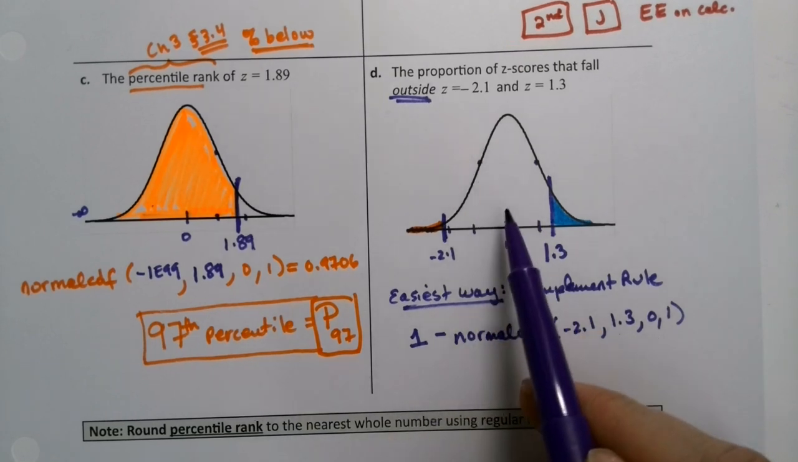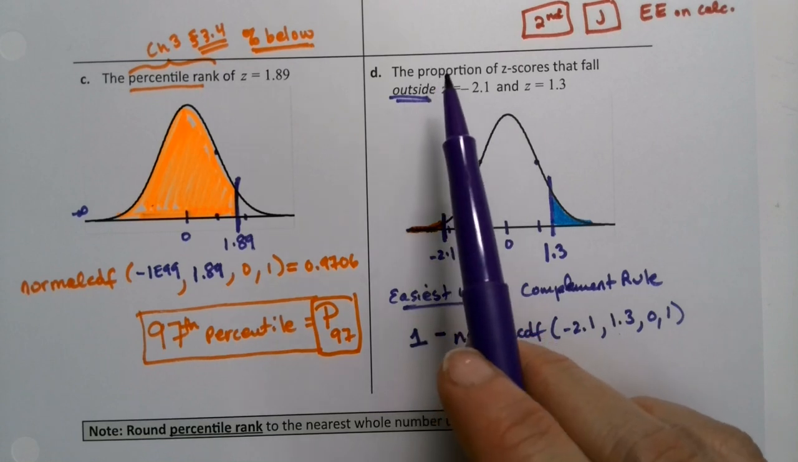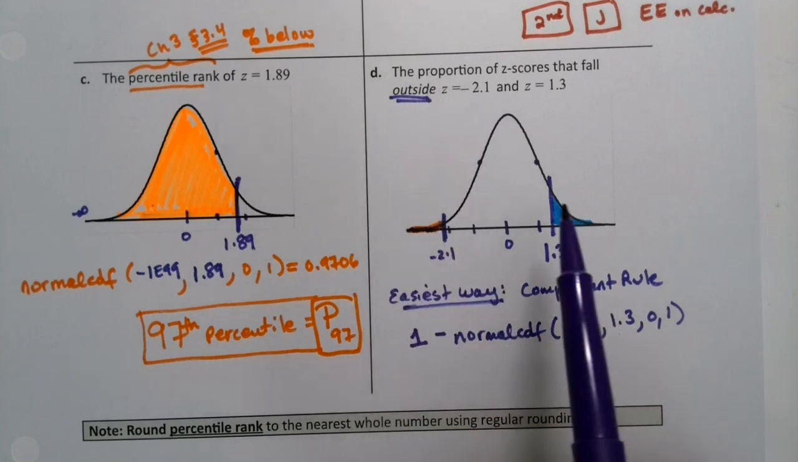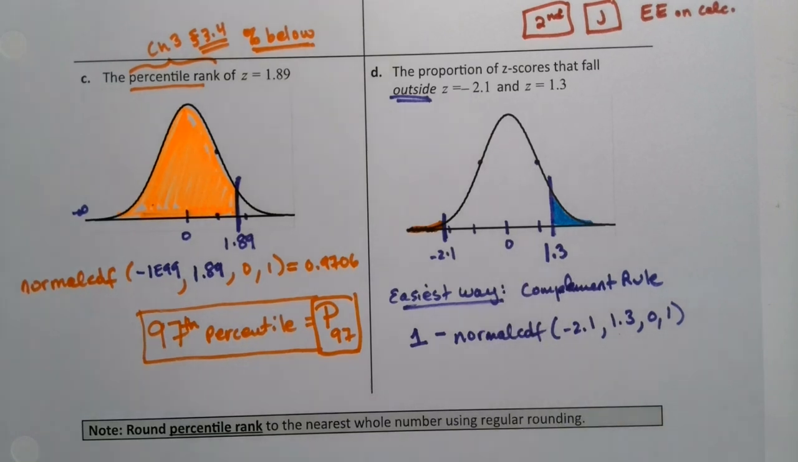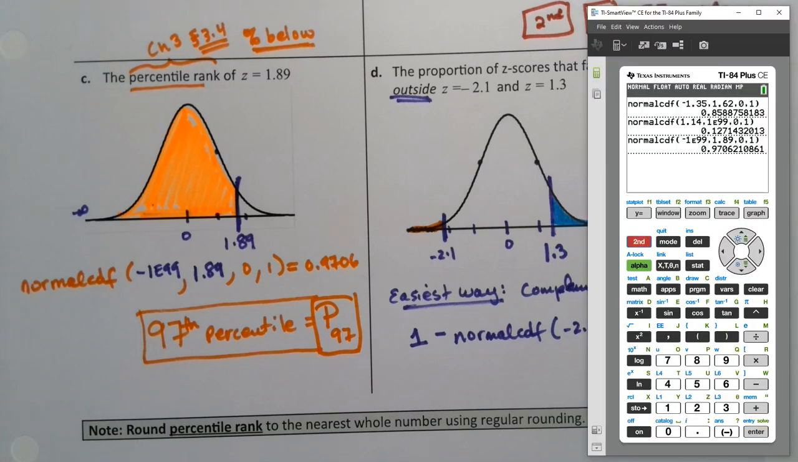If you find this area in the middle, then the proportion that falls outside of that, which is the orange and the blue part put together, you will have figured out. So either you find the two separate pieces and add them, or you find the middle piece and subtract from 1. All right, let me find this with the calculator quickly. So second distribution, normal CDF, I'm going to type negative 2.1, positive 1.3, 0 and 1 is fine. And I'll click paste. All right, so 0.8853.